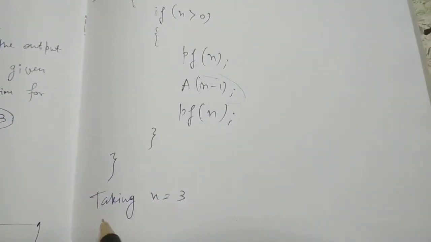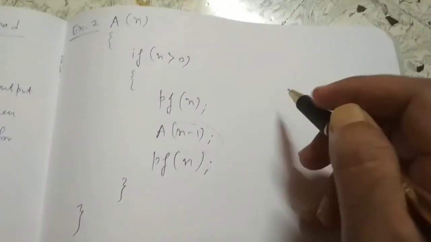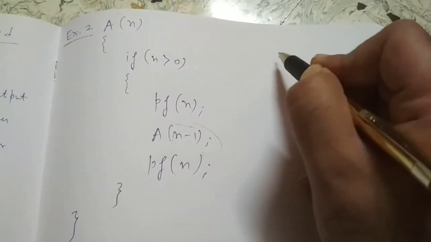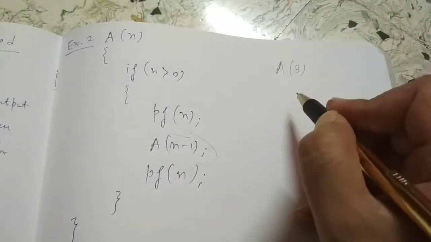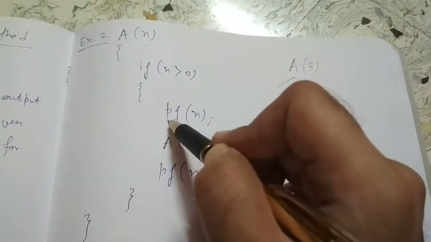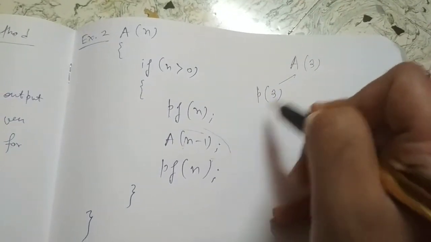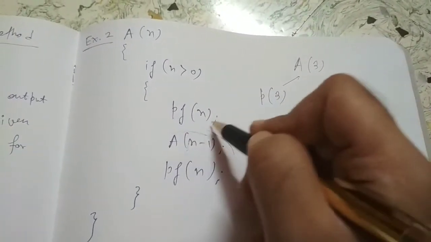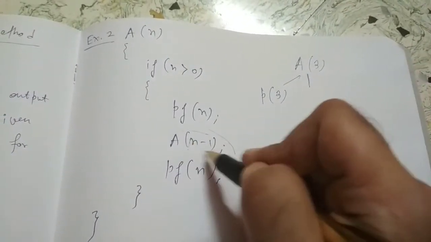We have been asked to take the value of n as 3. Since this is a short piece of code and the value of n is also quite small, I'll use the tree method. So I'll start with a of 3 as my root and I'll try to trace it out. Now 3 is greater than 0, you come inside, you have to print n, so n is 3, so you print 3.